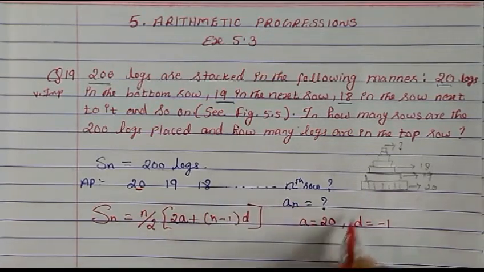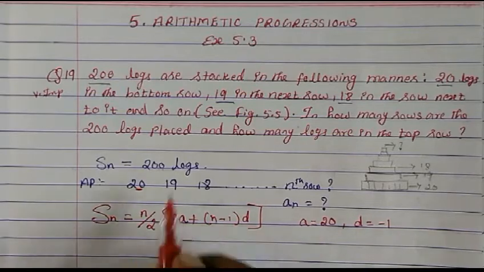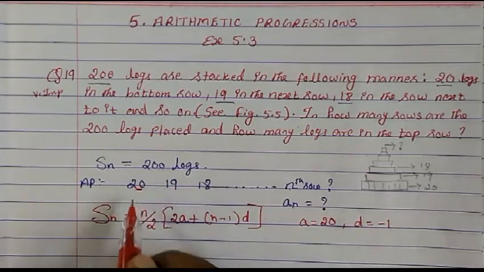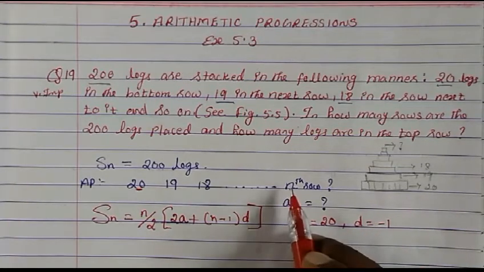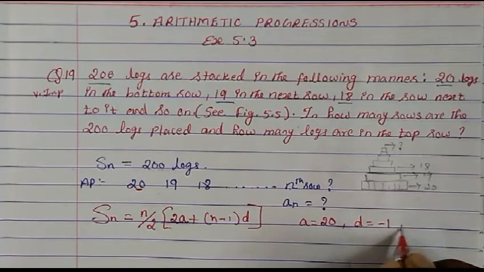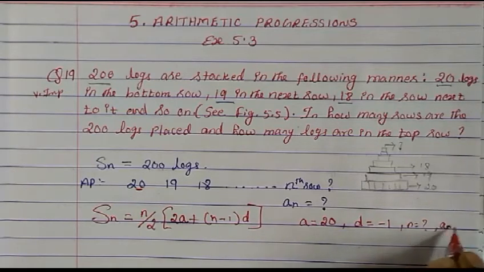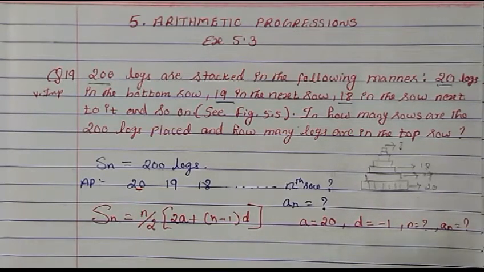So the common difference is minus 1. Otherwise, if you subtract 19 minus 20, you also get minus 1. Then what else do we have? We have the A value and the D value. We don't know N, and we don't know AN. So to find N, what we have to do is find the nth value from here.